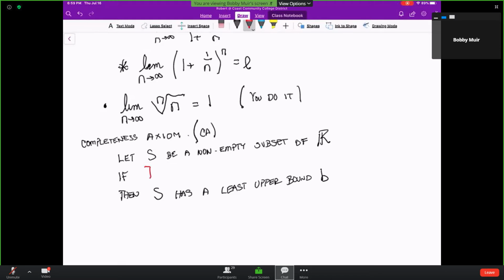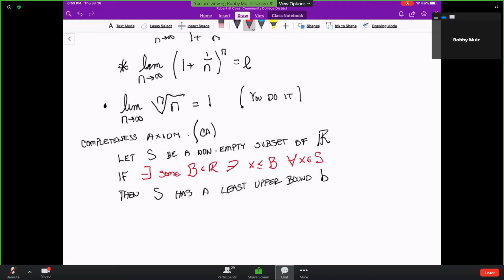there exists some B, which is a real number, such that X is less than or equal to B for all X in S. Okay, that's what that little sign is. Element, yeah, in set theory, element of.